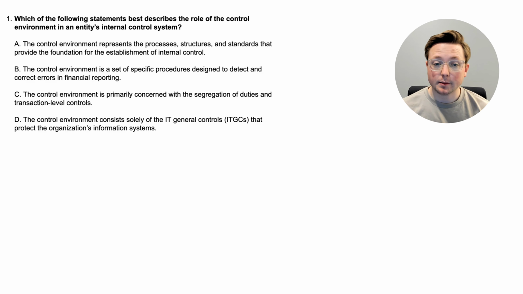Option A, the control environment represents the processes, structures, and standards that provide the foundation for the establishment of internal control. Option B, the control environment is a set of specific procedures designed to detect and correct errors in financial reporting. Option C, the control environment is primarily concerned with the segregation of duties and transaction-level controls. Or option D, the control environment consists solely of the IT general controls, or ITGCs, that protect the organization's information systems. Now again, if you don't really know what the control environment is, that's okay. We learned about it in the previous video, but if you need to learn about it here, that's okay. We're going to dive straight into the answer to look at the explanation to understand what this is talking about. So let's go ahead and go to the explanation.